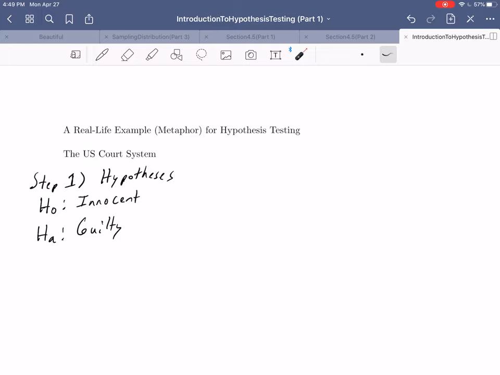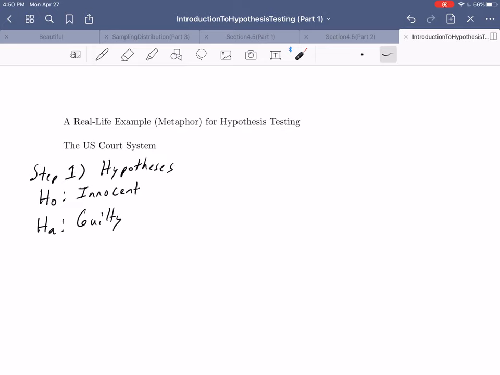So that's how we would think about step one, the building of the hypotheses. Now, you might be wondering why I keep saying U.S. court system. Well, this system is different in other countries. There are places where the baseline assumption of somebody accused of a crime is that they are guilty, and it is up to that person to provide evidence about why they didn't commit that crime. That's a completely different court system. But in the U.S., we have the policy that you are innocent until proven guilty. So we start with the assumption that you're innocent, and then we determine, is there enough evidence to say that somebody is guilty?